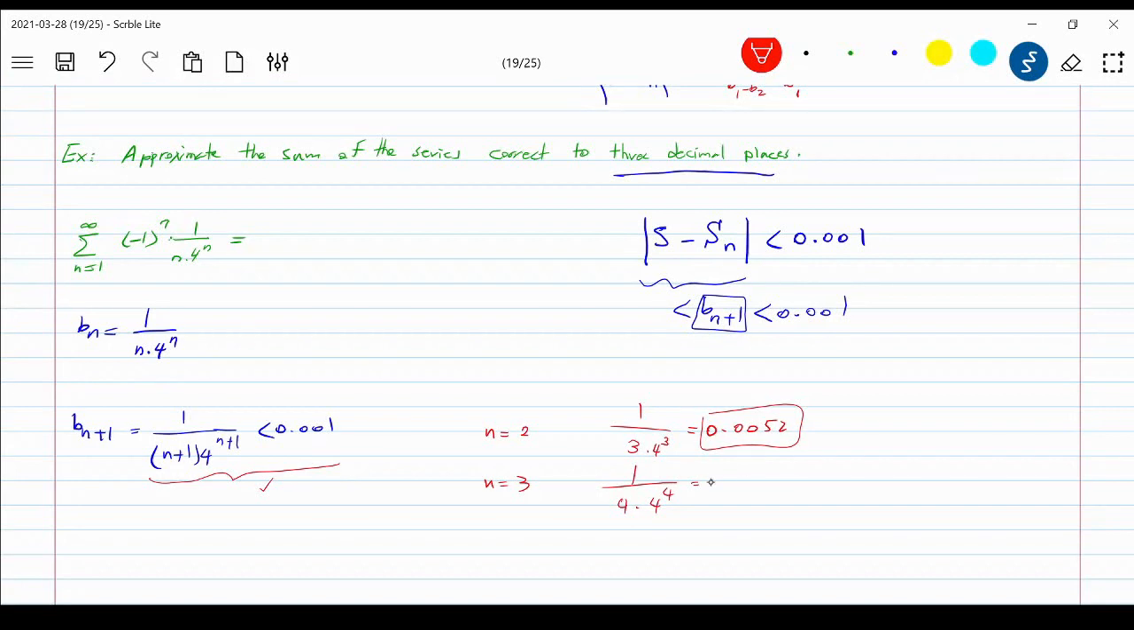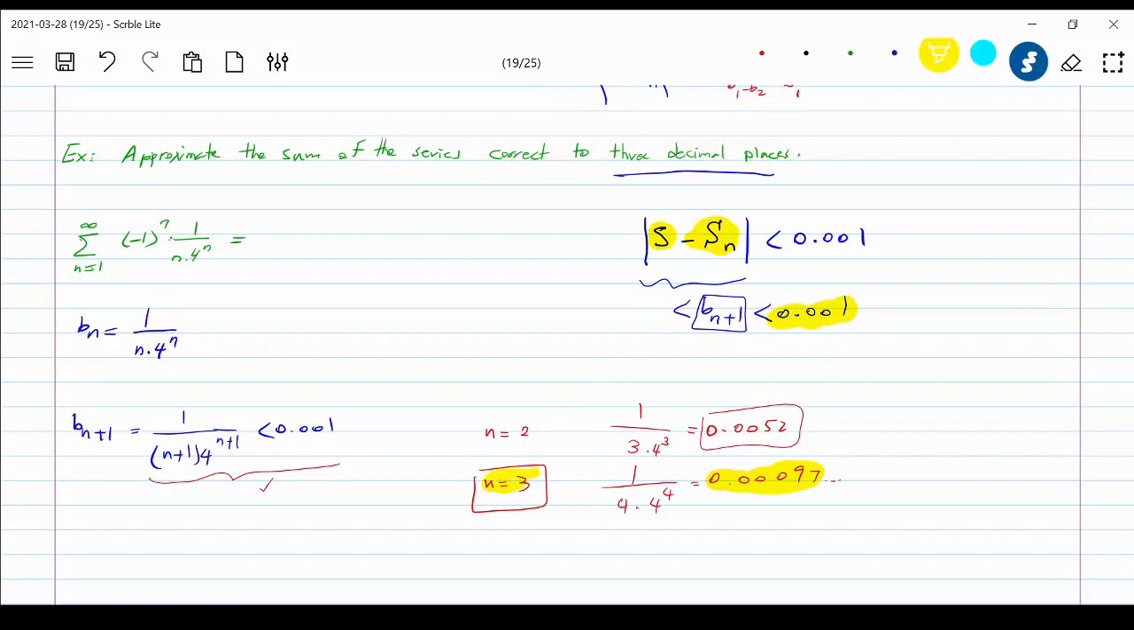Okay, so now what I get is 0.00097, and so on. So now I know that if I cut off the sequence at n equal to 3, that would be an accurate assumption because b(n+1) is less than 0.001. That means the difference between the exact value and our estimation is less than 0.001.